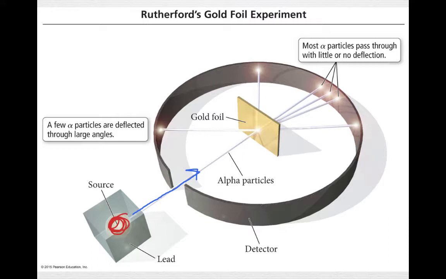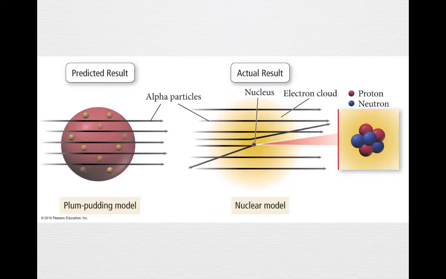And what they found for the most part is that you had very little deflection here, or a little bit there, or none there. Every once in a while you'd get something that deflected a large amount, but very unexpected is that we had deflections that were completely back off the surface of the gold foil, and that was completely unexpected. The Plum pudding model could not explain that, so they had to come up with a new version of the model.